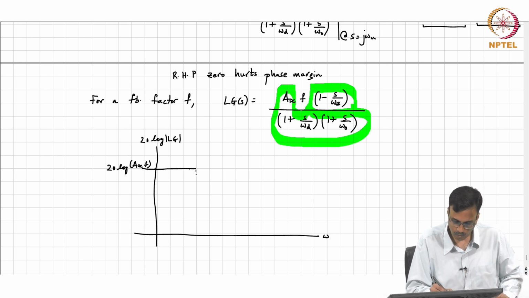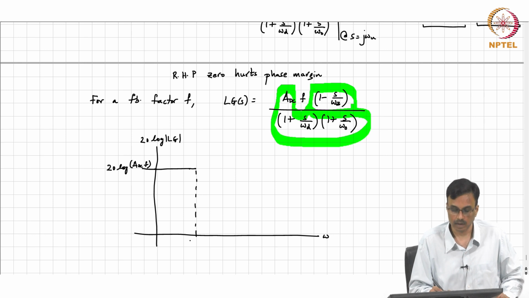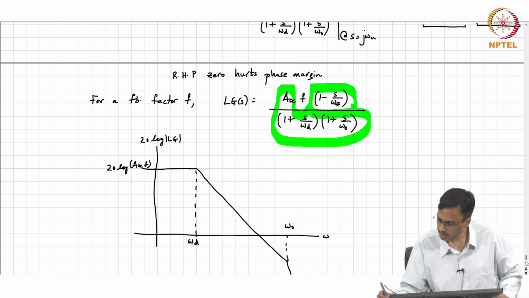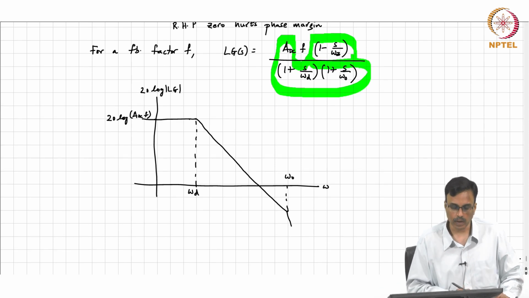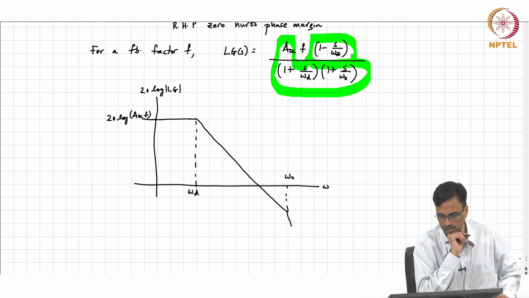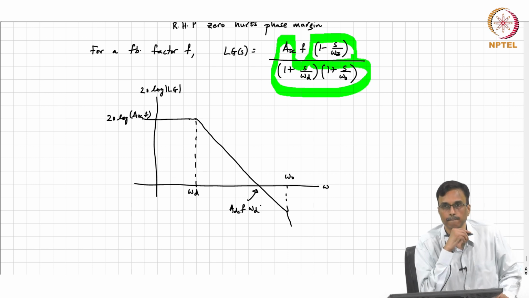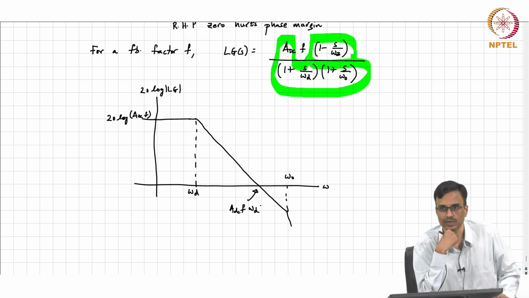And then what is that breakpoint? Omega d. So, here it starts rolling off at 20 dB per decade, right, and then it starts doing 40 dB per decade. So, this is omega naught, okay, all right. And so, what is the unity gain frequency here? It is ADC times f times omega d, okay, all right. So, now can somebody take a look at this plot and tell me what is the worst case feedback factor as far as stability is concerned?